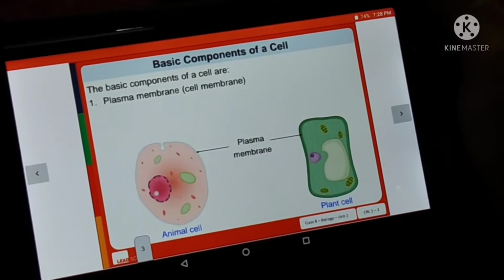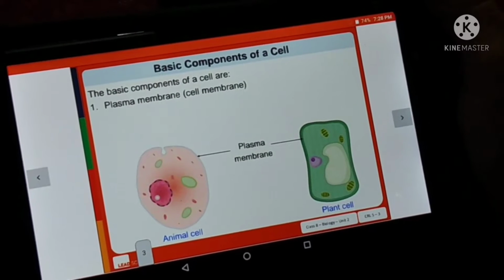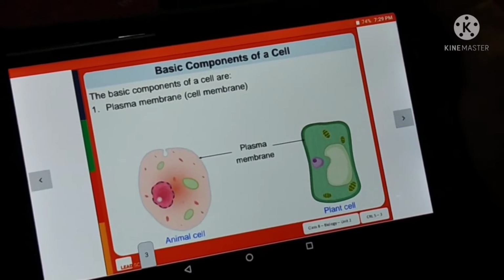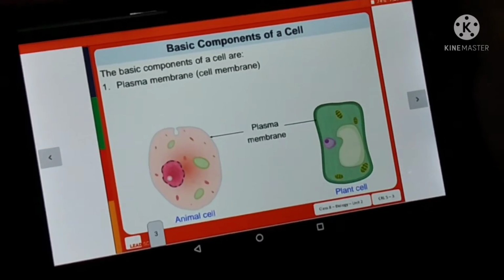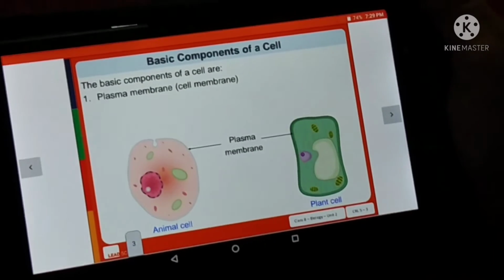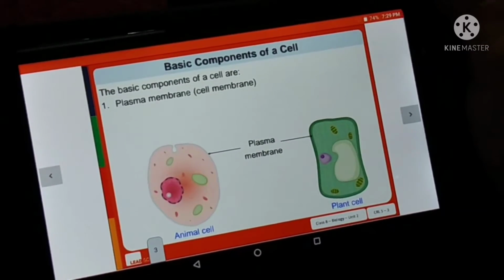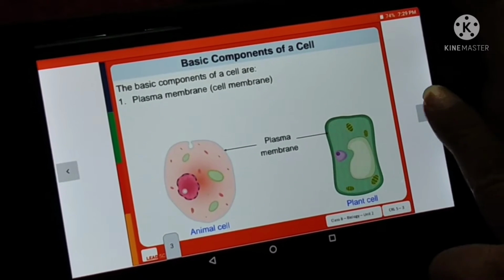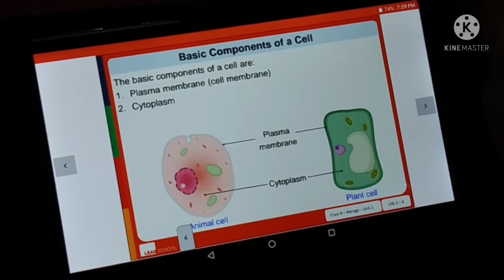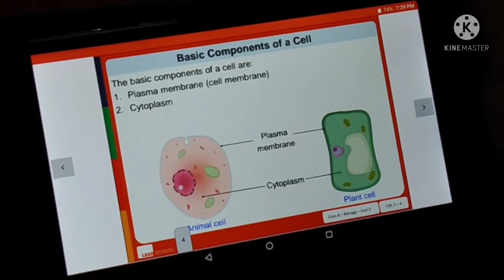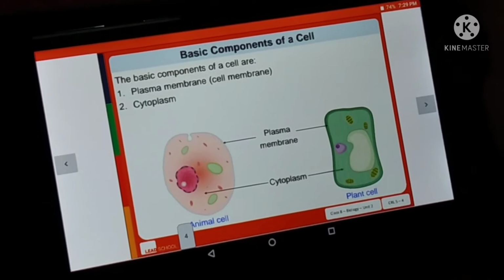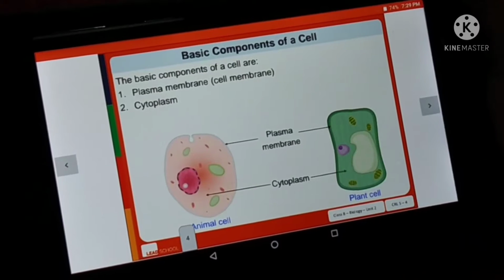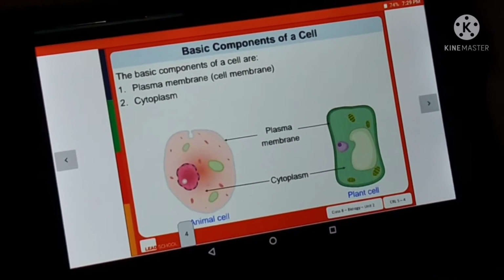Basic components of a cell. The basic components of a cell are: number one, plasma membrane or the cell membrane. You can see plasma membrane or cell membrane in both types of cells, animal cell as well as in plant cell. Number two, cytoplasm. Here the liquid part of the cell is the cytoplasm.